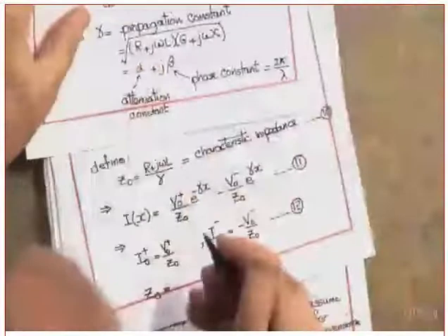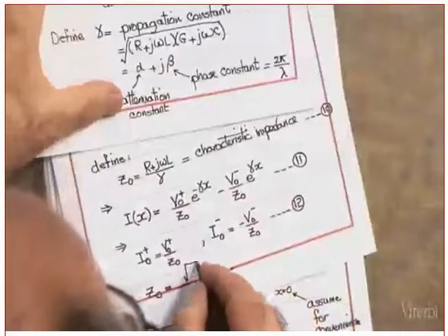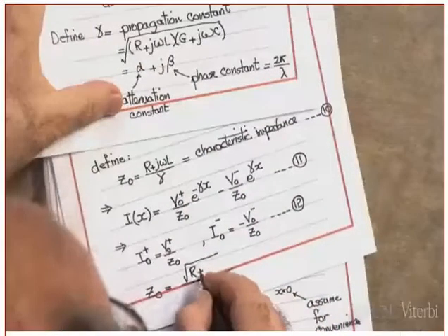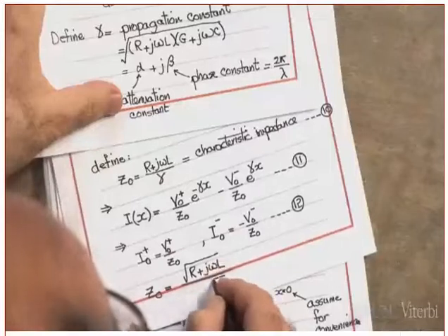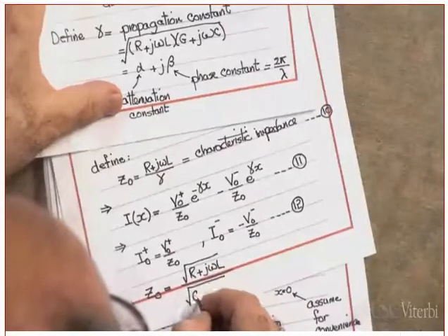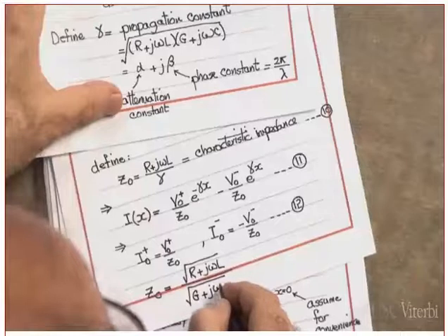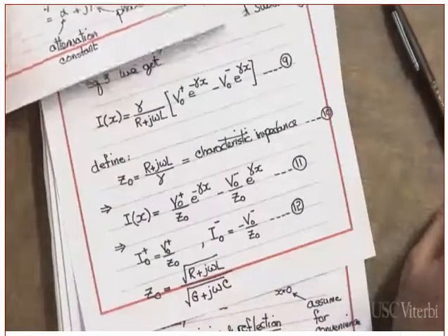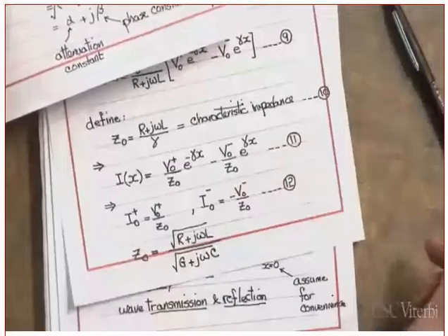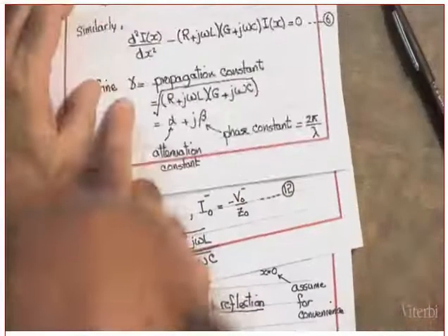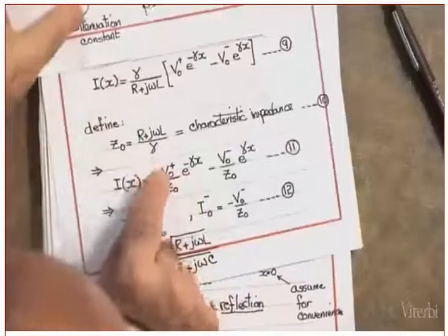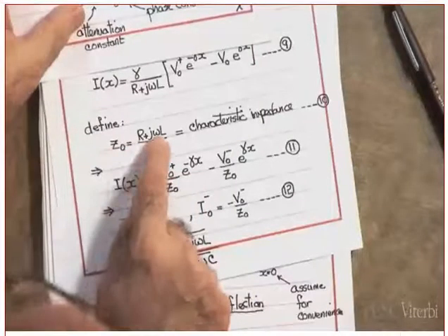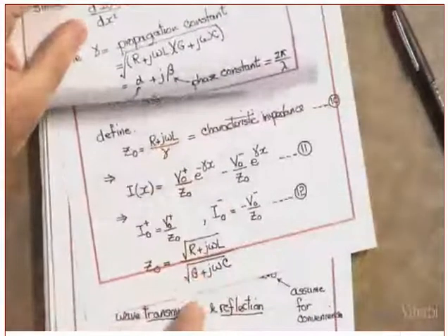Help me. What is gamma? One more time, it's this. So Z naught will be the square root of R plus j omega L divided by the square root of G plus j omega C. Did you lose me? Z naught is R plus j omega L over gamma. This gamma is this, so you have only this and this.